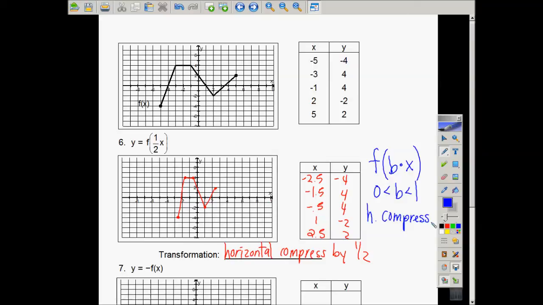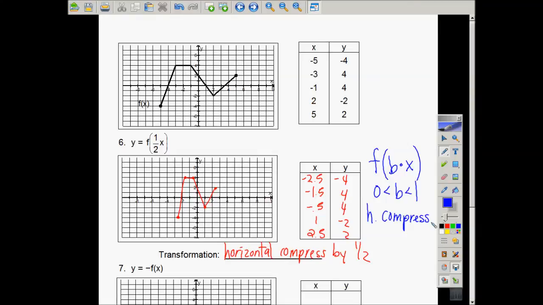So that means, no matter what this number is, if I said b is 5, or 5,000, what would you tell me? Kobe, what is it going to do? It's going to stretch, because 5 is greater than 1. You would not write 0 is greater than 5 is greater than 1. You would tell me that it's a stretch because horizontal stretches are when b is greater than 1.